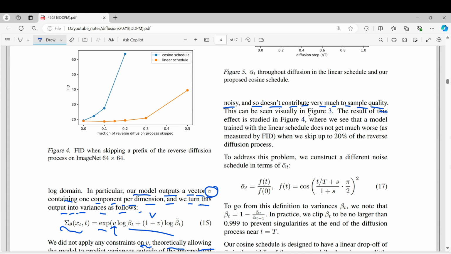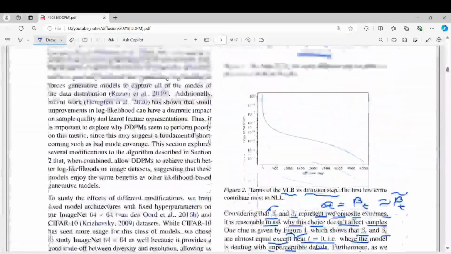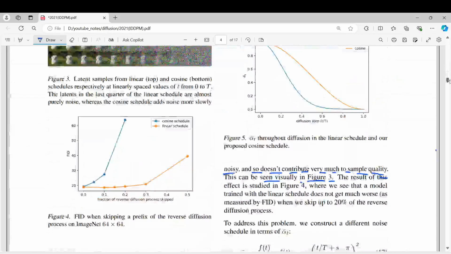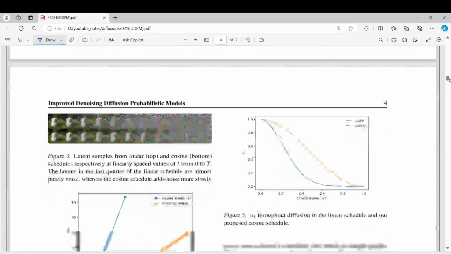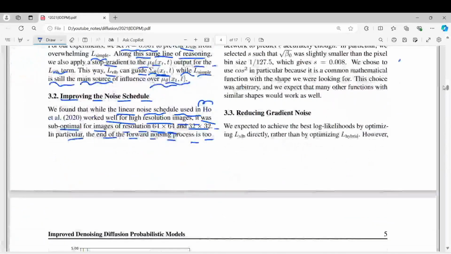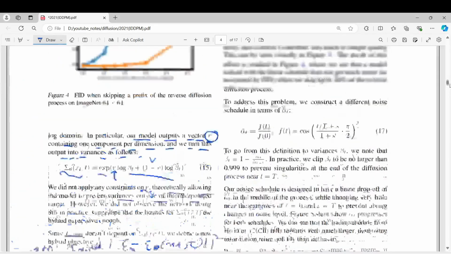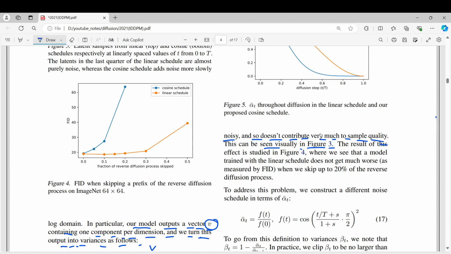This can be visually seen in figure 3, so let's look at figure 3 for the visualization. As you go to the end of the forward noising process, it's too noisy, as you can see, and it does not contribute to the learning of the model or very much to the sample quality. We have already seen this here.